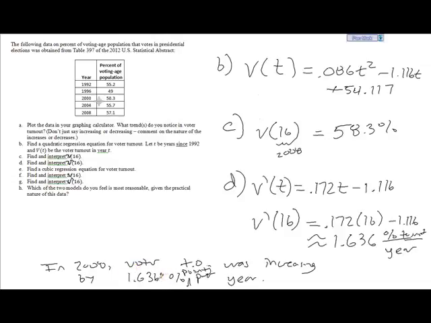However, because this is the derivative, we probably should not use it to estimate too far into the future. But anyway, this is a good sign. Voter turnout is increasing in 2008. Next, we want to find a cubic regression equation for voter turnout.